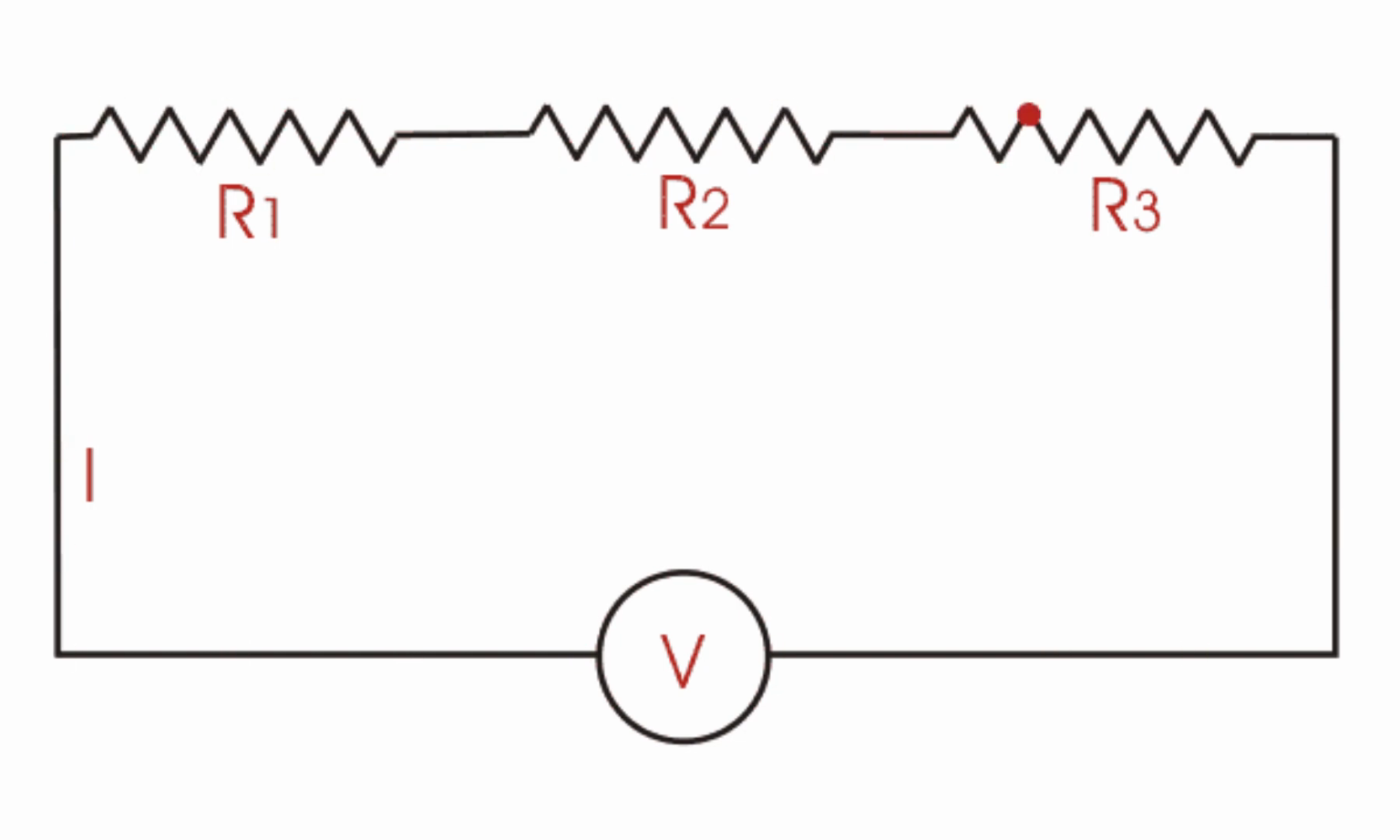In a series circuit, the sum of all the voltage drops across all the resistors must equal the applied voltage to the circuit. The amount of voltage drop across each resistor will be proportional to its resistance and the circuit current.